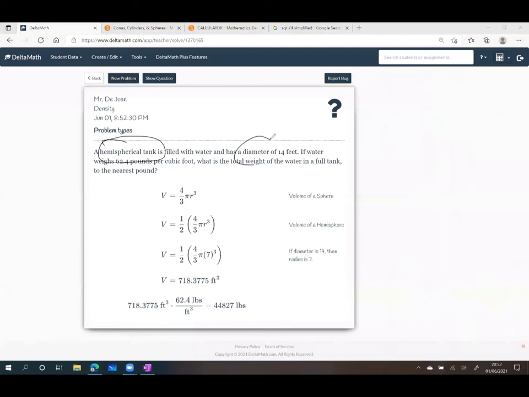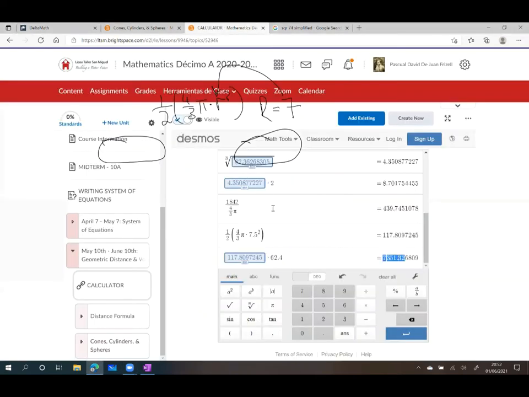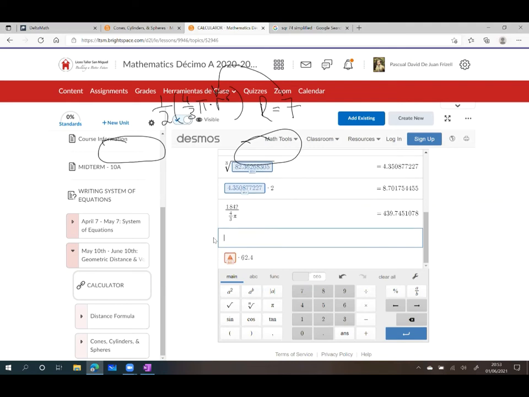Hemispherical tank, diameter of 14. What's the radius? The radius must therefore be 7. What does hemispherical mean? Half of a sphere, 4/3 pi times r cubed. So using that formula, you type in 7 into r. What did I do wrong? Chicos, I didn't even type the equation right. Remember, it's cubed. Please use the formula.